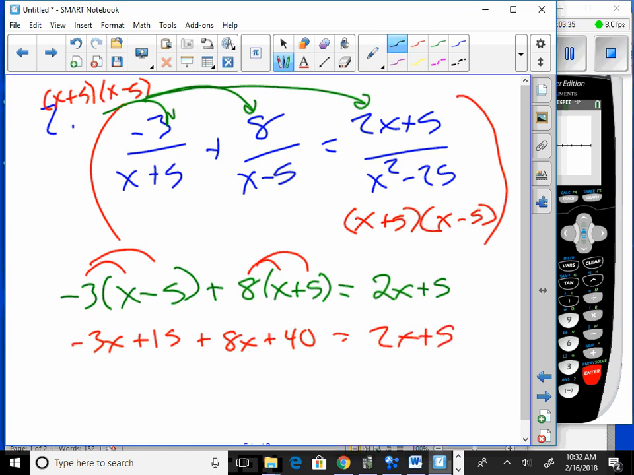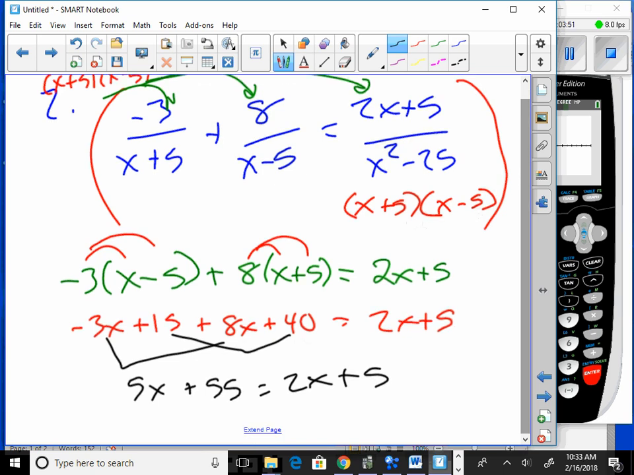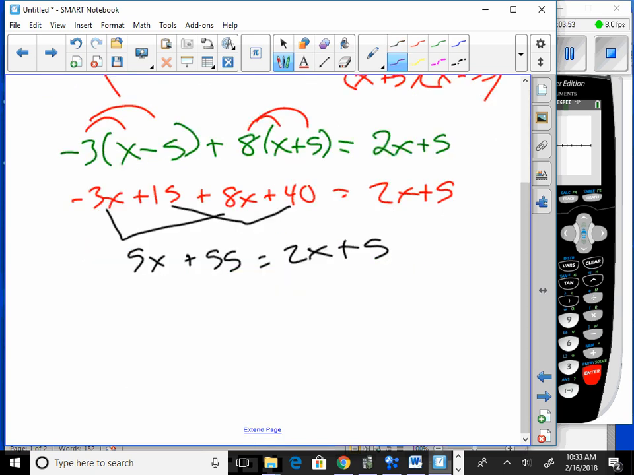Now combining like terms, I can combine the negative 3x with the 8x. So negative 3 plus 8, that's going to give me a 5x. And then I can combine the 15 with the 40. So 15 plus 40 is 55, equals 2x plus 5. And now I need my x's on the same side of the equation. So that 2x, I can subtract it over to get it over on the left-hand side with the 5x. So 5x minus 2x gives me 3x. And then plus 55 equals 5.